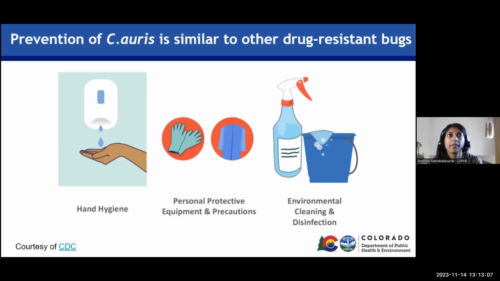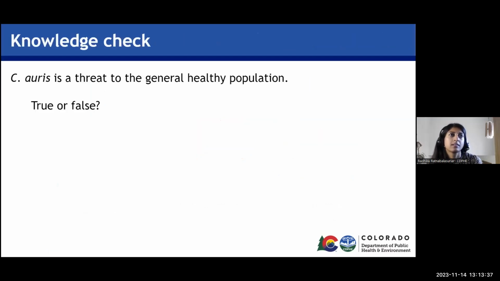What can we do to prevent C. auris? Prevention of C. auris is similar to other drug-resistant bugs. So we're going to go back to your basics here. This is really no different than other drug-resistant bugs as far as prevention strategies. So you're going to want to practice good hand hygiene, use your personal protective equipment and precautions, and of course, do environmental cleaning and disinfection. Next slide, please.